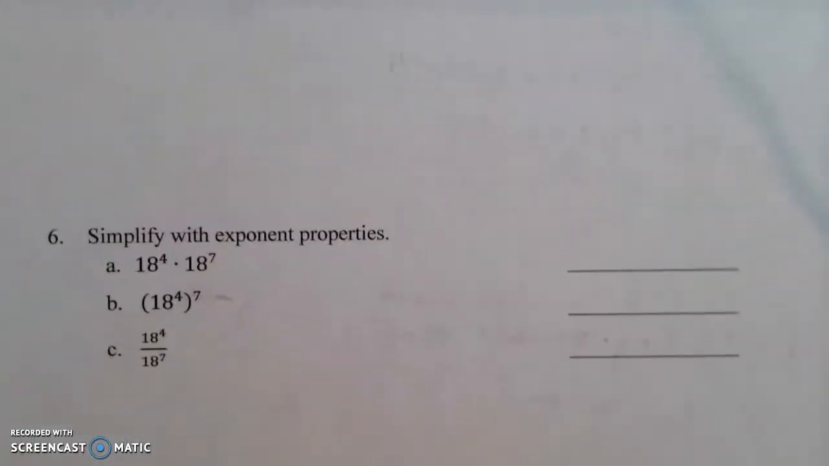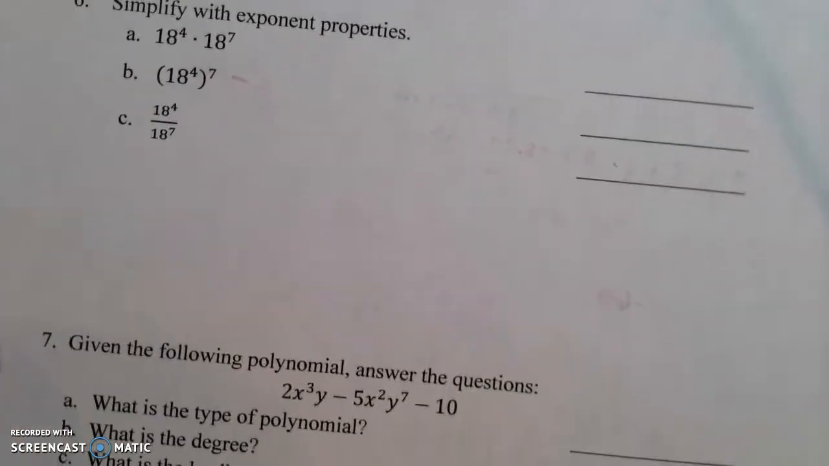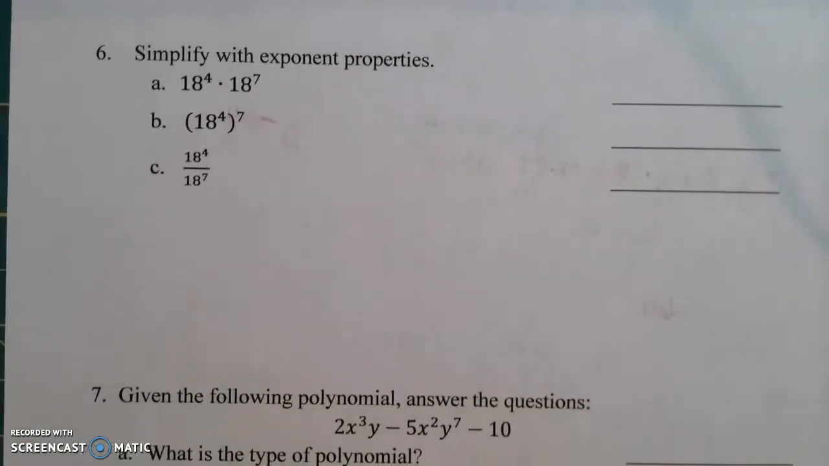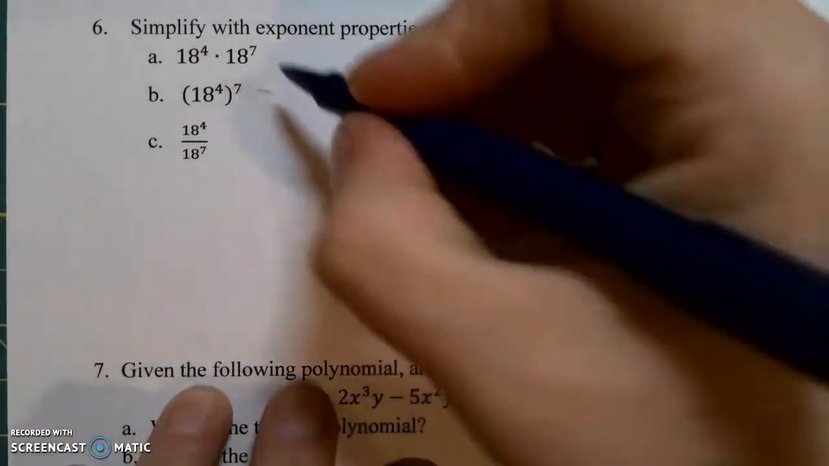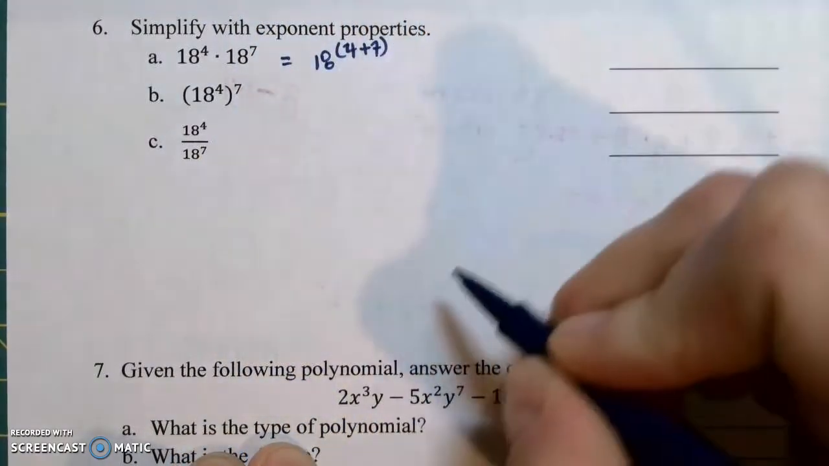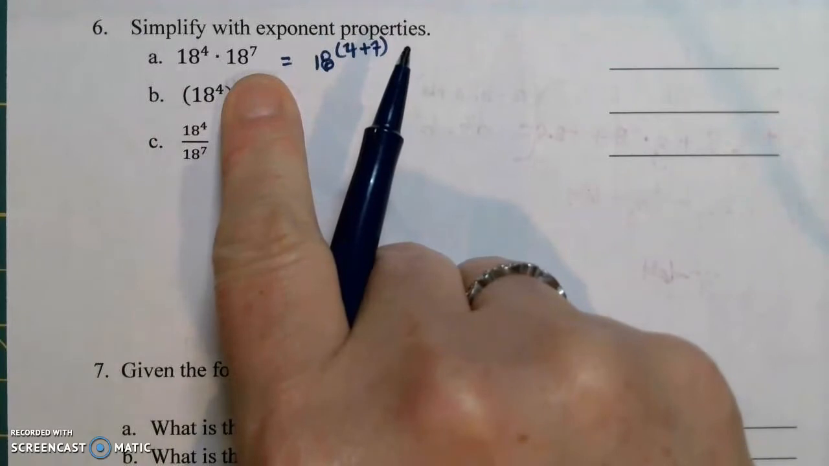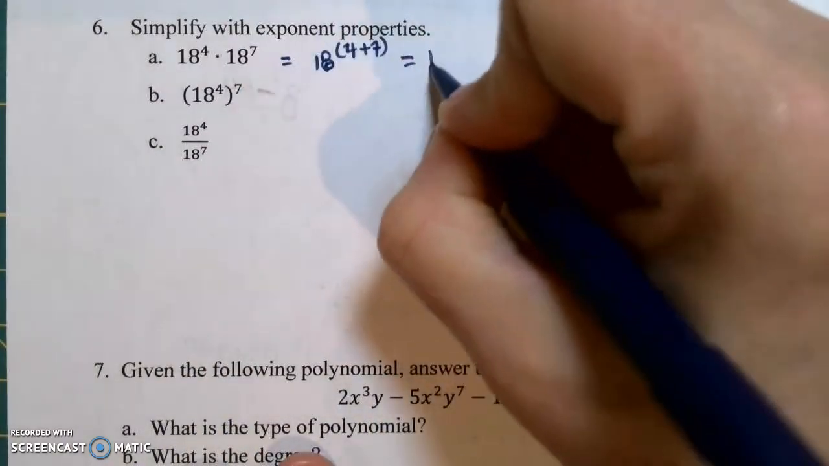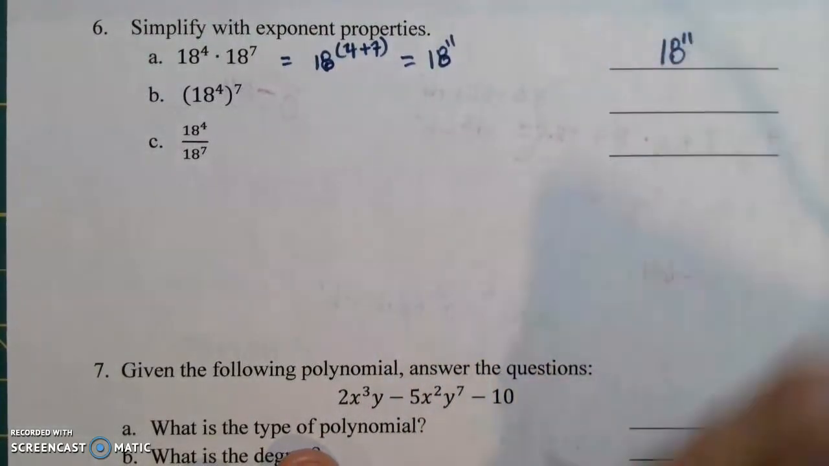All right. Flipping over. I'm going to skip 5 for the moment. Let's look at 6 and 7. So 6, we're looking at simplifying with those exponent properties. And we've got a product of powers on the first one. So remember that that's going to be 18 to the 4 plus 7 power, because this would have 4 terms of 18 and this would have 7 terms of 18. So altogether we're going to have 11 terms of 18 that are multiplied by themselves there.